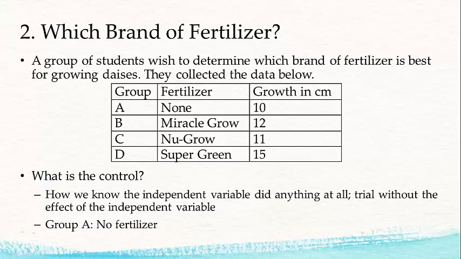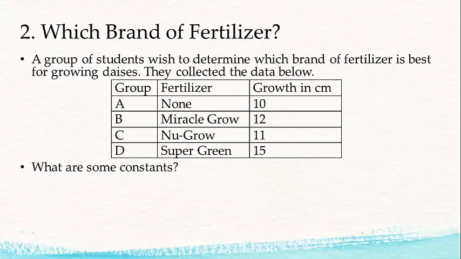This is useful because if I don't have a control, I don't know how much better the fertilizer makes the daisies grow. So I could have gotten that Miracle-Gro only had 10 centimeters in growth, in which case, if I was trying to grow daisies, I wouldn't go waste money on Miracle-Gro because no fertilizer works just as well as Miracle-Gro would have. We can see here that New-Gro only had a little bit more growth, so I probably wouldn't want to waste money on that one, even if it was the cheapest fertilizer to buy, because it doesn't really do much for my growth.